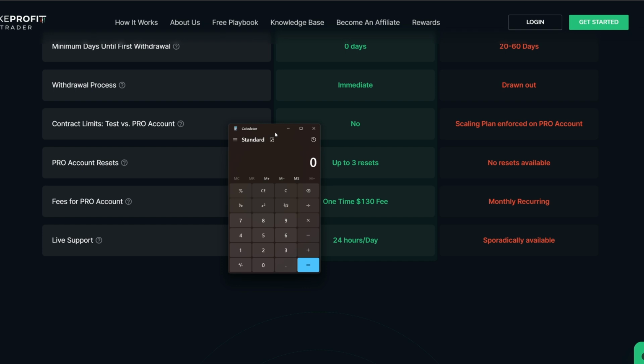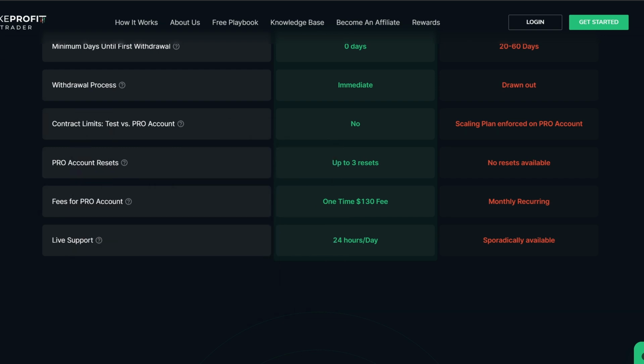So if we think about this from a practical standpoint, we have $85 for the evaluation. We have $130 for the activation fee. So at this point, we'd be $215 in for a brand new funded account, assuming that you're able to pass the evaluation on the very first try.